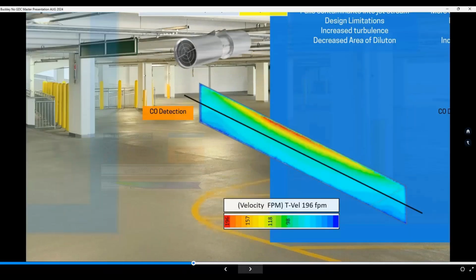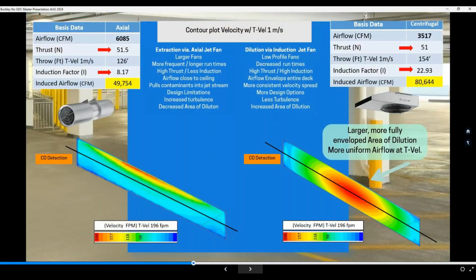Lastly here, this also gives you a better representation as well. What we're doing is we're looking at the contour plot where we reach the terminal velocity. So you have the cross section on the axial jet fan on the left where it reaches its terminal velocity. At this point in time, again, terminal velocity is the same, 1 meter per second or 200 feet per minute. And we introduce a 5-foot line of gas detection, which is now represented by the black line.